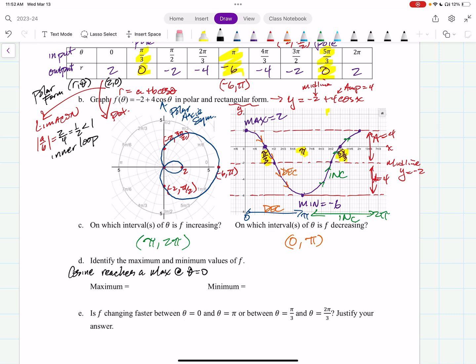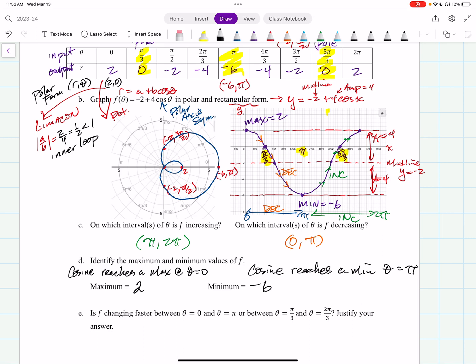So there's your max, and cosine reaches a minimum when theta is equal to pi. We evaluated that earlier too, so we have -6.